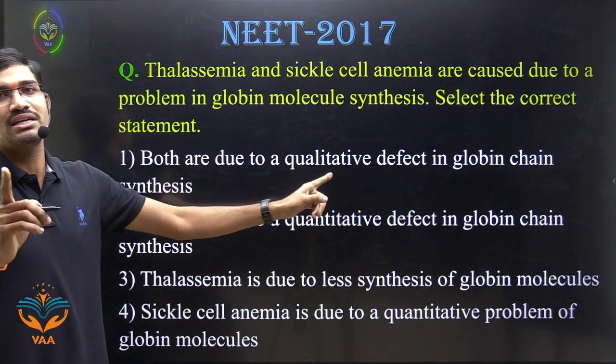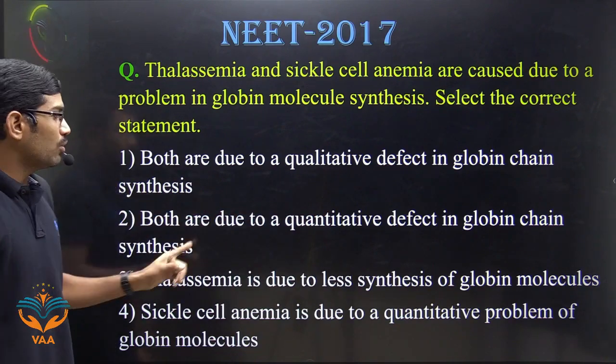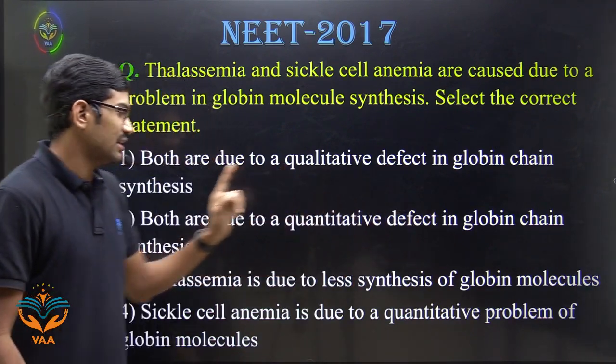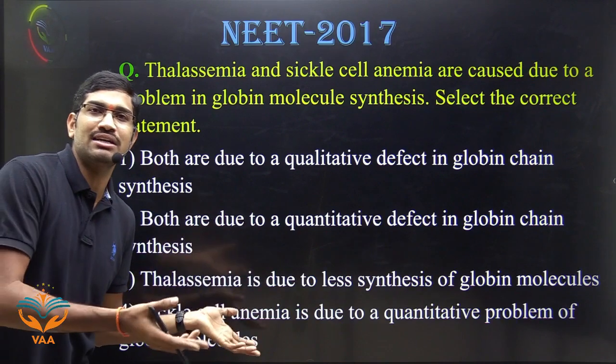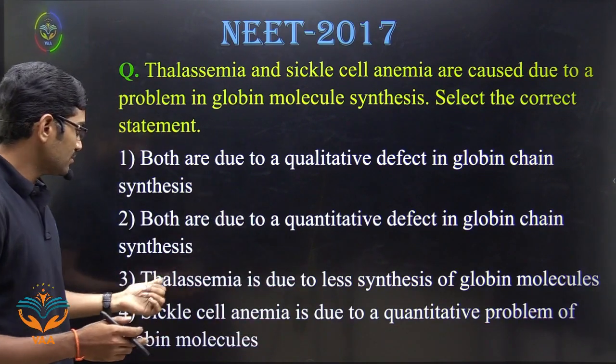Both are qualitative, they are saying. It is wrong. Next one. Both are due to a quantitative defect in globin chain synthesis. Both are quantitative, they are saying. This is also wrong. Next one.